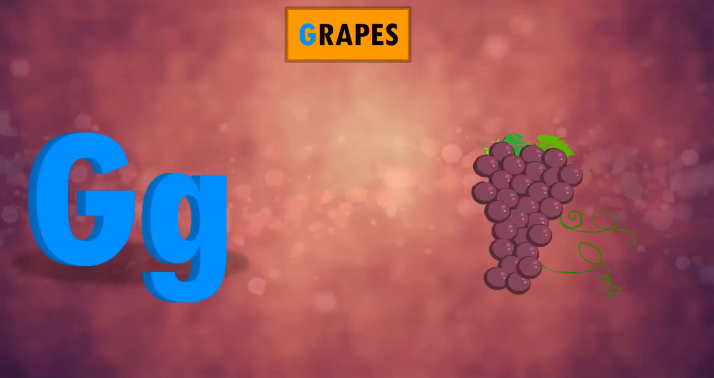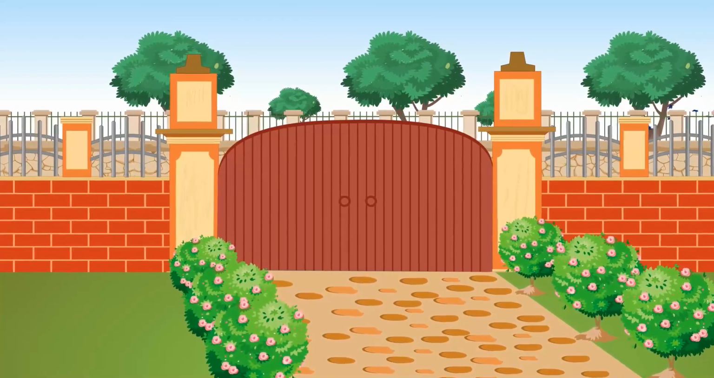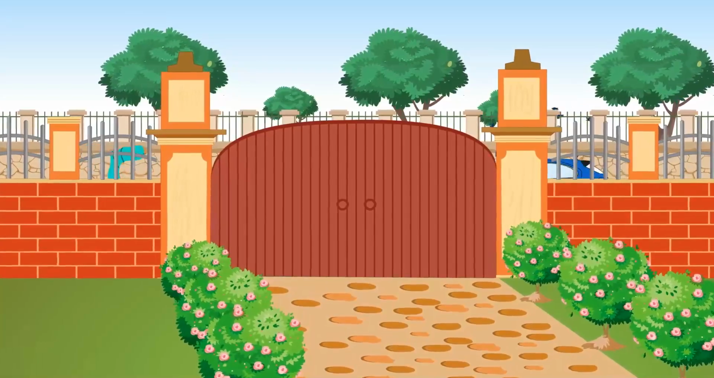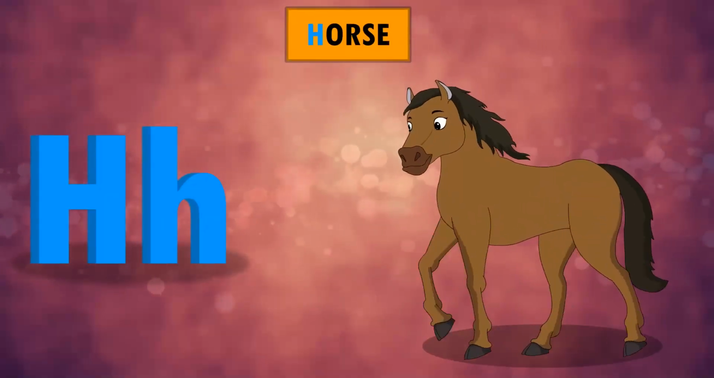G for grapes and G for gate. G, g, g. H for hen and H for horse.